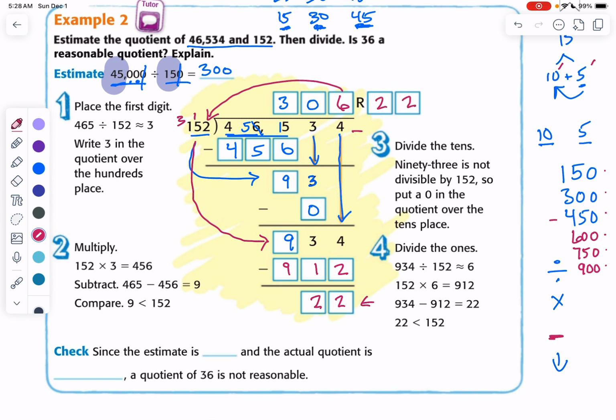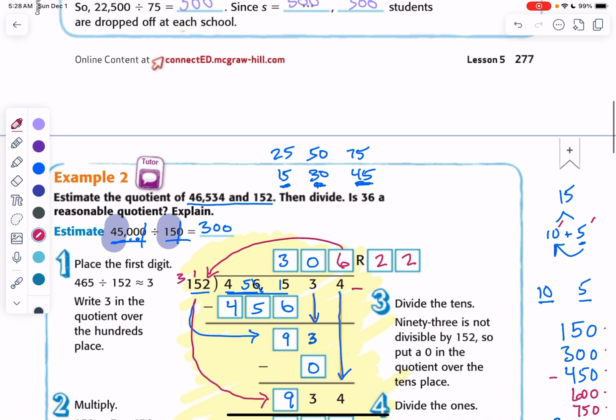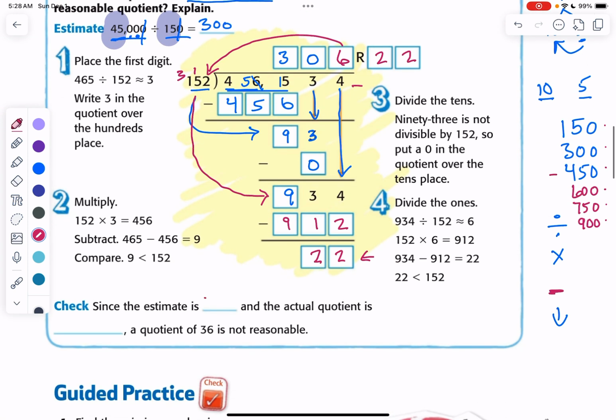Remainder 22, right? So since the estimate is 200, was it 200 for us? 300. Okay, 300. And the actual quotient is 306, remainder 22. And then it says something funky here. A quotient of 36 is not reasonable, okay? Why did they say that? Well, they didn't take us through that step, but I'll show you real quick.